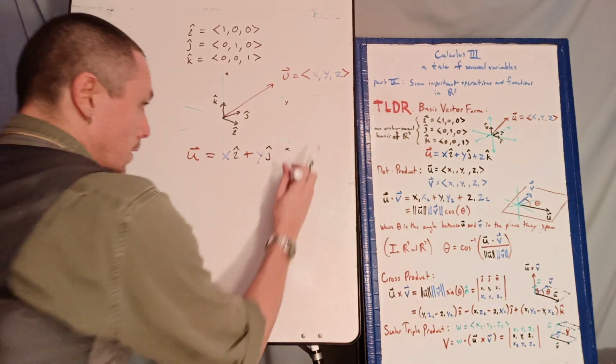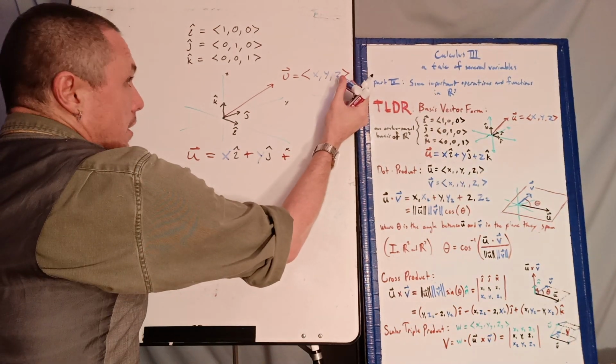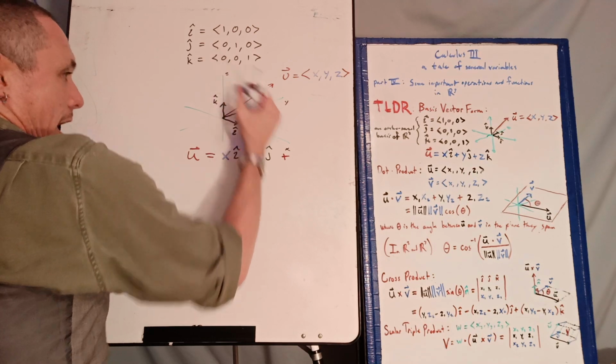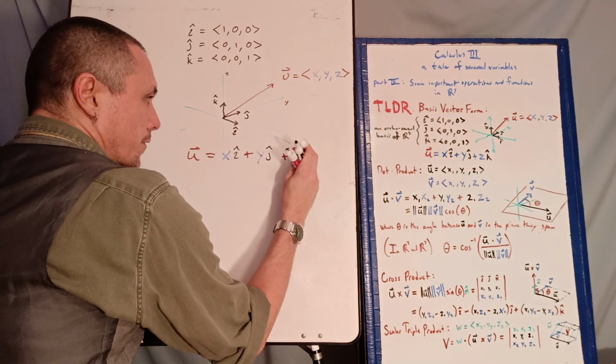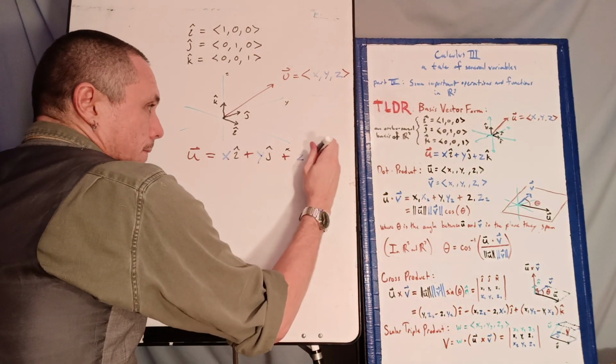and z, a number here, but merely meaning the axis here. That's why I've color-coded them differently. Times k hat.